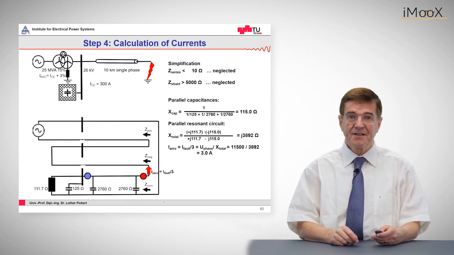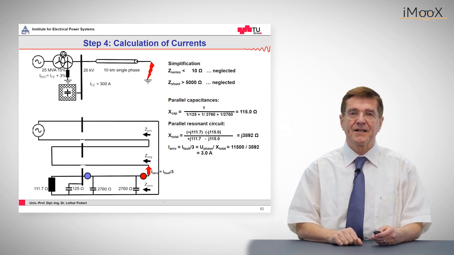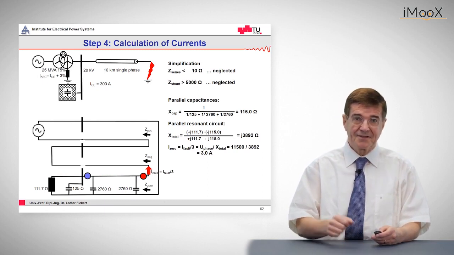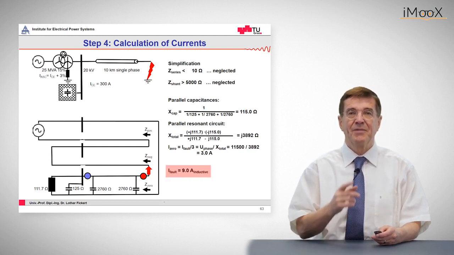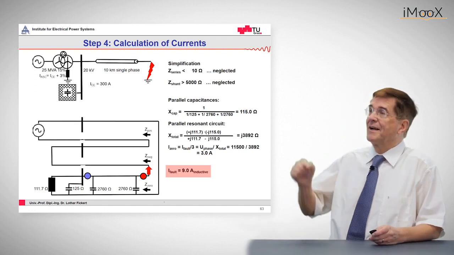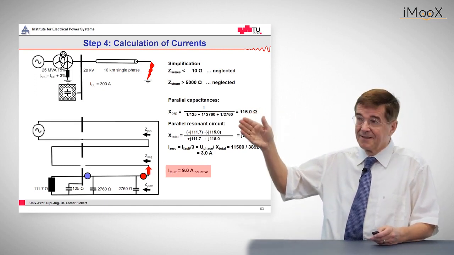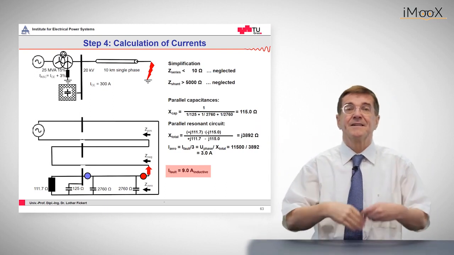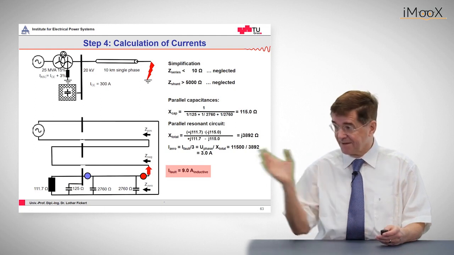The current accordingly is just phase voltage divided by this value, comes out as 3 amps. This is the zero sequence current, and the real fault current is 3 times that value. It is 9 amps. By the way, if you check, we had the arc suppression coil set to 309 amps. The capacitances gave 300 amps, so the difference is 9 amps, and that is in line with this.